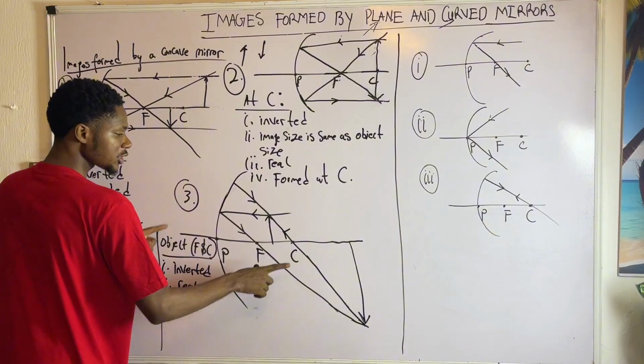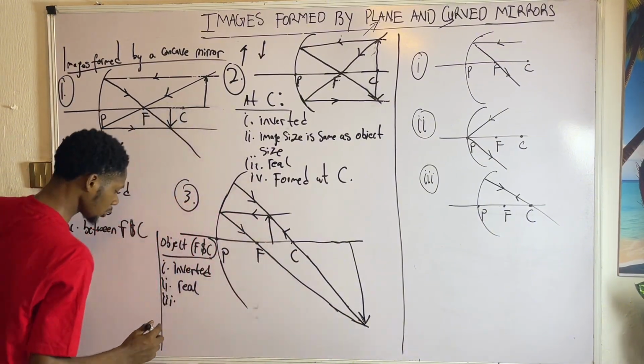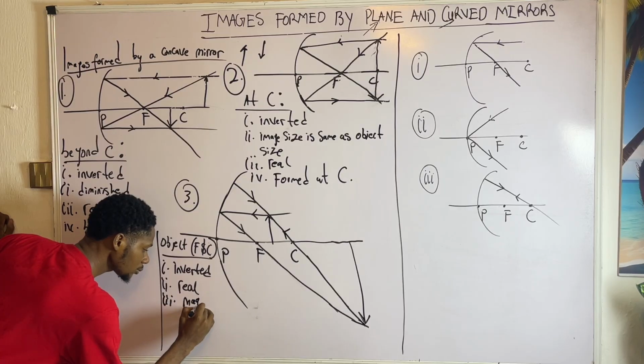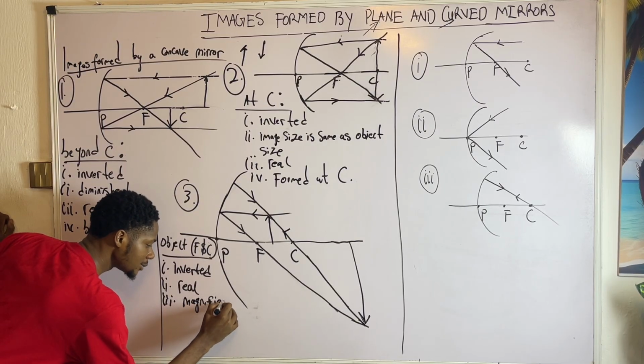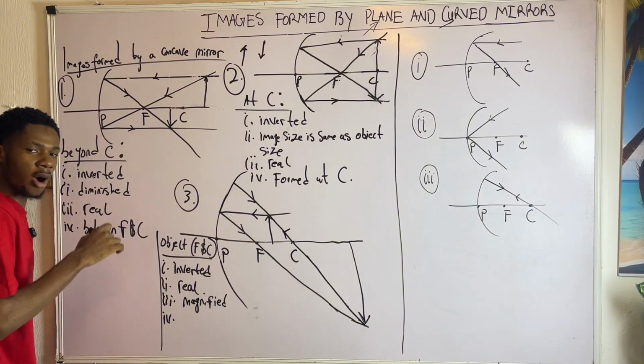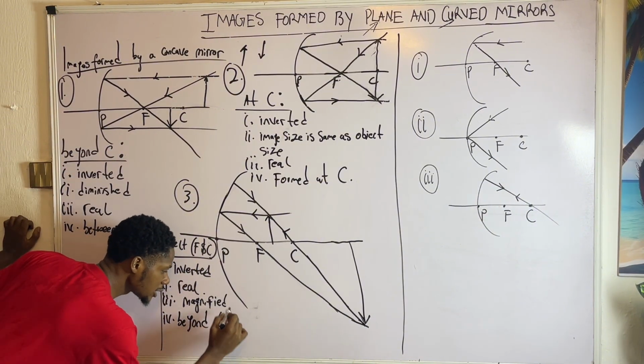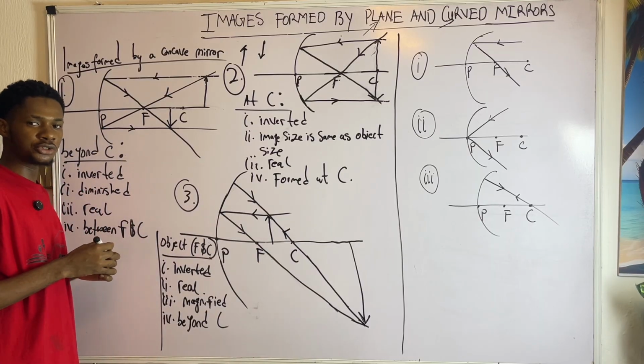What else do you notice? It is magnified. Notice that the image is bigger than the object. Look at the size. It's magnified. Okay, and Roman figure 4. What else? What is the position? It is formed beyond C. Okay, formed beyond C.